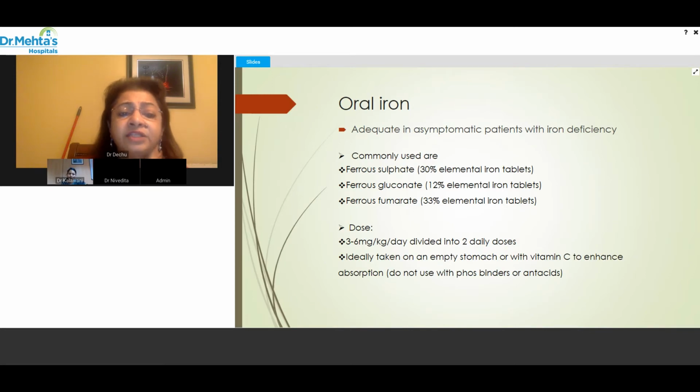It ideally needs to be taken on an empty stomach for better absorption, or with some vitamin C, or we allow some orange juice if their potassium levels are okay to enhance the absorption. But one of the things to remember is to not take it with phosphate binders or with antacids, because it decreases the absorption. And in terms of monitoring, it's good to check the hemoglobin 4 weeks after starting therapy, and also check iron levels and saturation about 4 weeks after starting therapy.